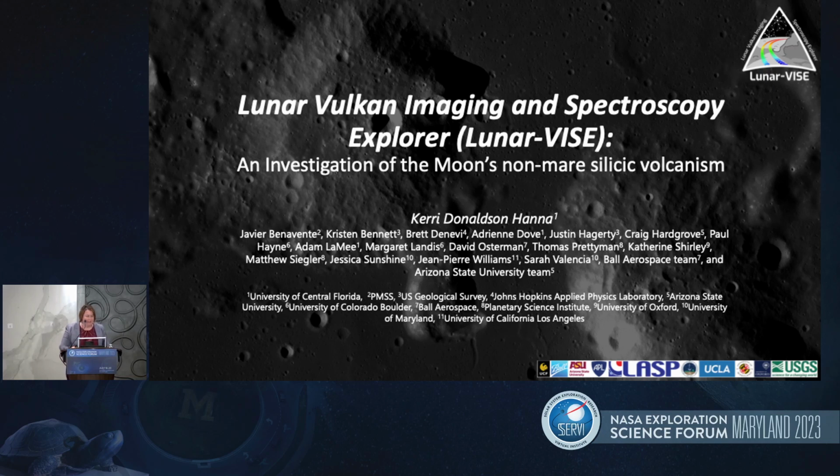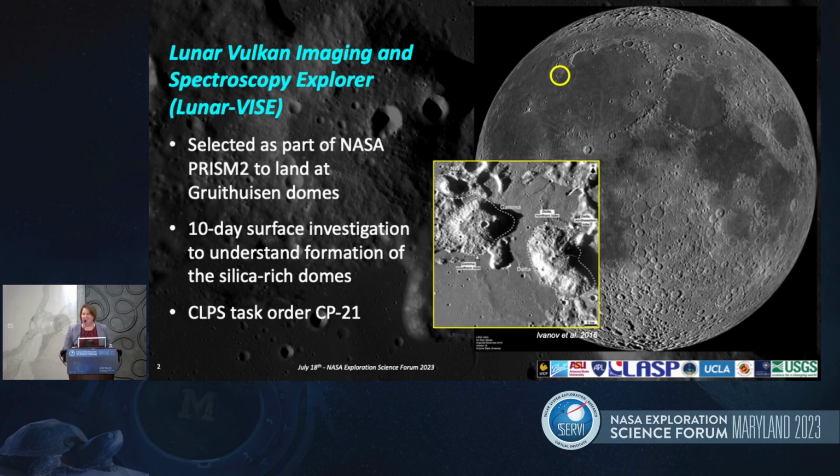Okay, just as a reminder, Lunar-VISE is the Lunar Vulcan Imaging and Spectroscopy Explorer. This was an instrument suite that was selected last year in the PRISM 2 call, and it was selected to go specifically to the Gruithuisen domes, which we see here in this image. So our 10-day surface investigation is part of what you've heard about already this morning, which is CLIPS task order CP21.